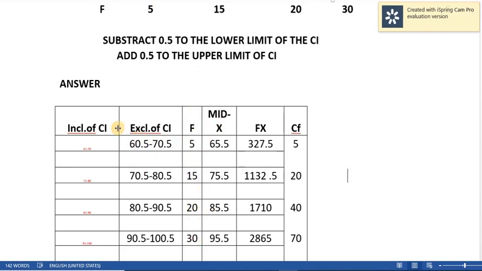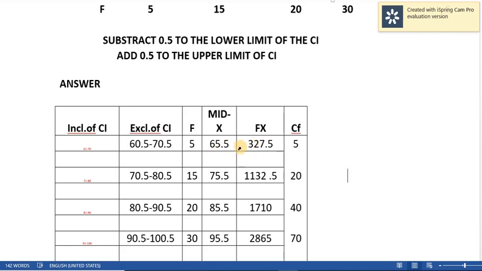Once you convert from inclusive to exclusive, we have to find the mid value, or midpoint, or x value. How to find the x value? This is very simple. 60.5 plus 70.5 divided by 2, that becomes 65.5. This is the x value. Again, the remaining are followed the same way.